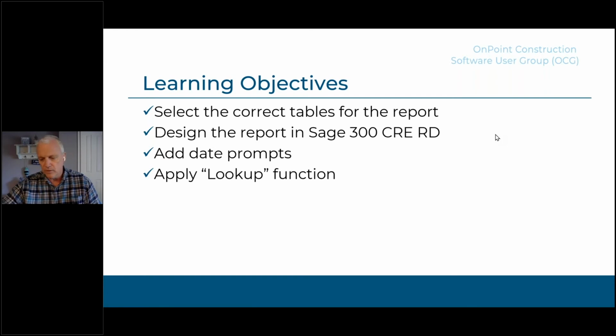The main thing is we're covering the things that are really relevant right now and wanted to get you the good stuff. So what we're going to cover today is how do you select the right tables for a report? Number one question. We're going to design the report in Sage 300 Report Designer. We're going to add date prompts, and then the number one question: what in the world is the lookup function?